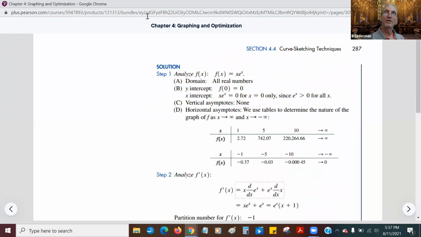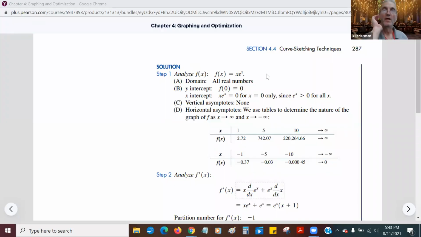All right. So again, this whole section 4.4 is just going into more detail about graphing, curve sketching, they call it. It's using the information from the algebra and the calculus and everything about the original function, the derivative, the second derivative, taking all that information together and using that to sketch the graph. That's really what we're doing here.